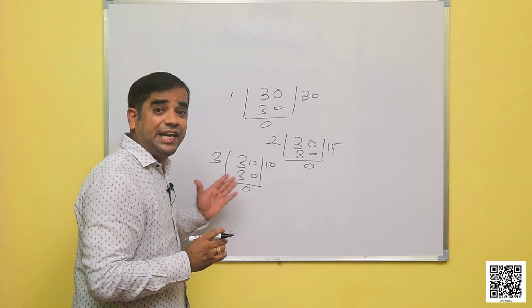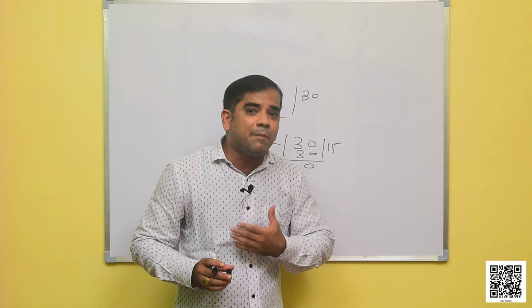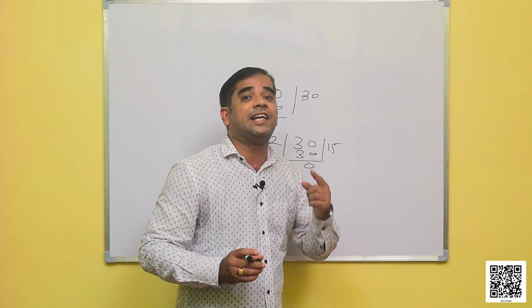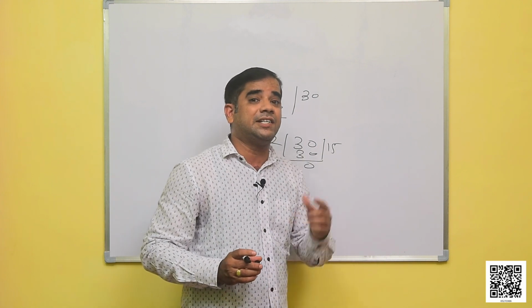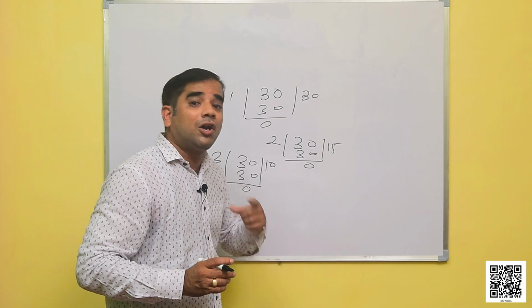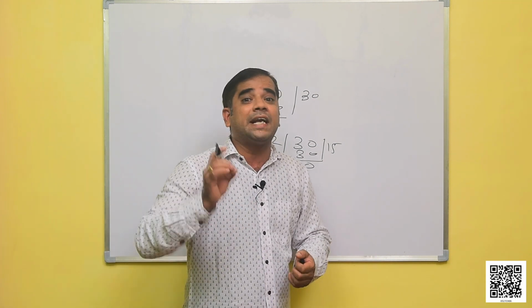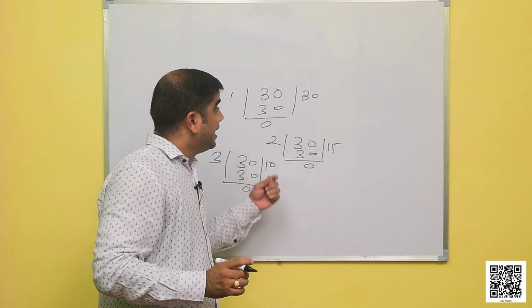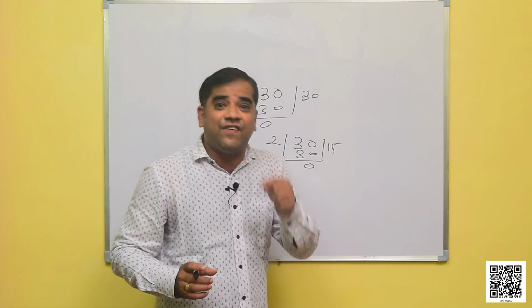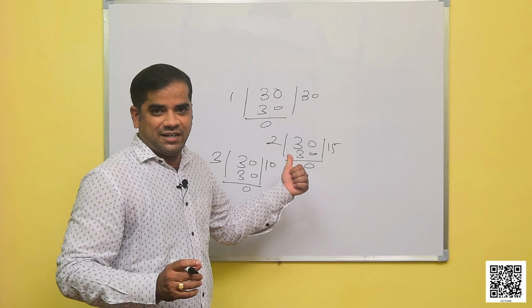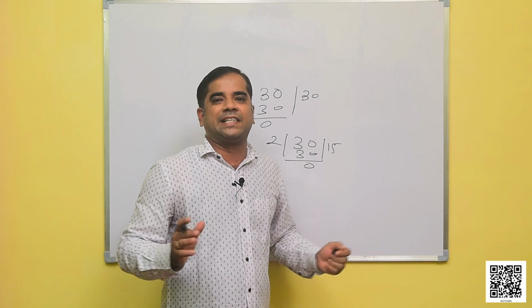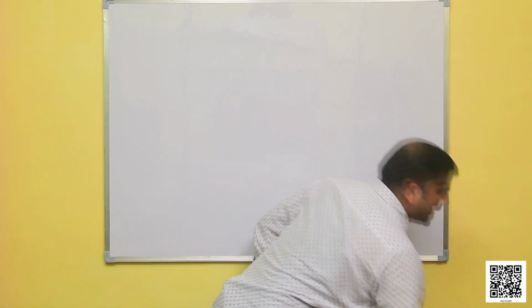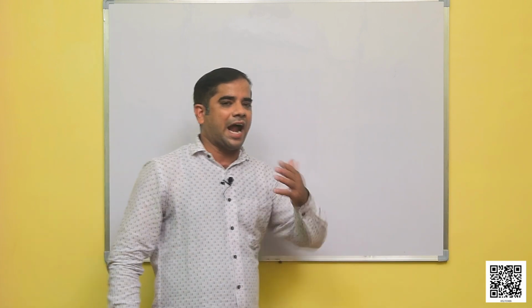1, 2, 3, 5, 6. The number series in which 30 lies, the multiplication table of any number in which 30 lies, that number is a factor of 30. We can take so many examples like this. So what is happening actually in the case of multiples and factors?